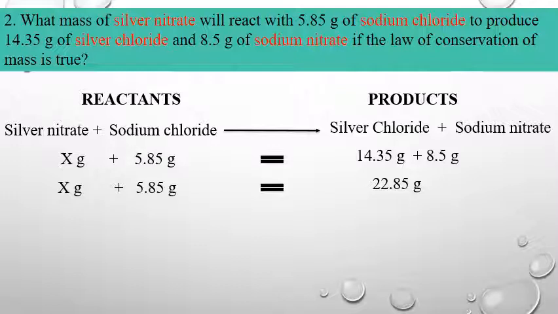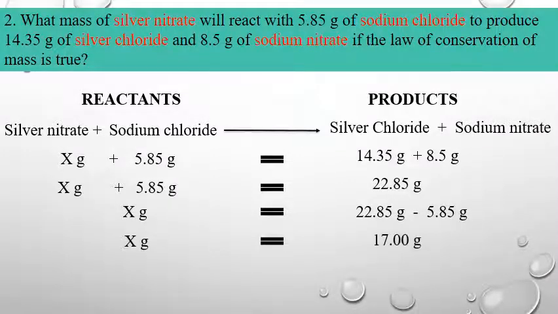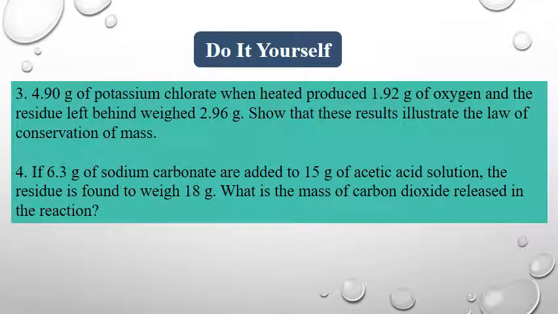Now, what we will do here, on the reactant side we have 5.85 gram. It will shift to the product side. After subtracting, we will get X, meaning silver nitrate, that is 17 gram. I hope it is clear. Now, these two statements, you have to do yourself.